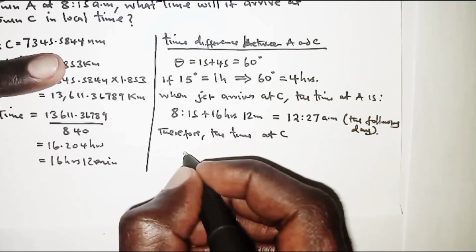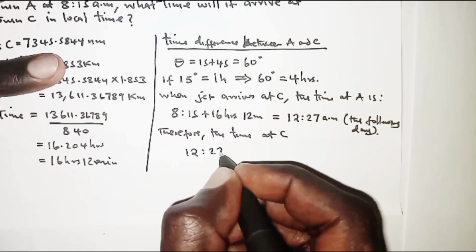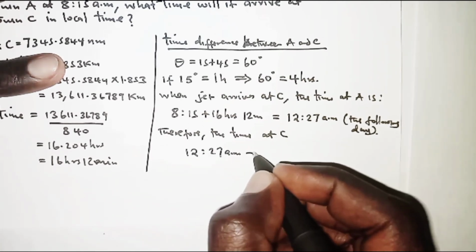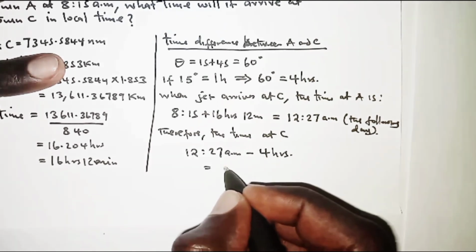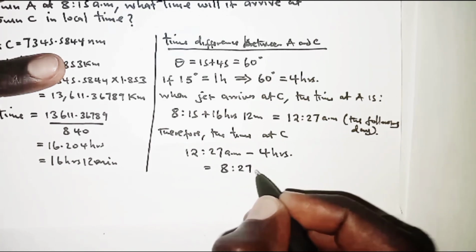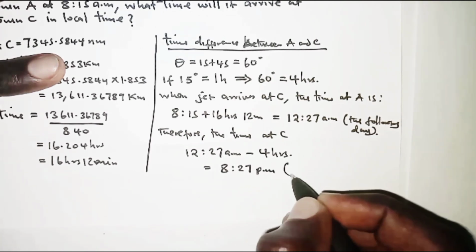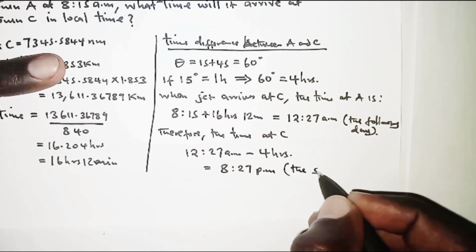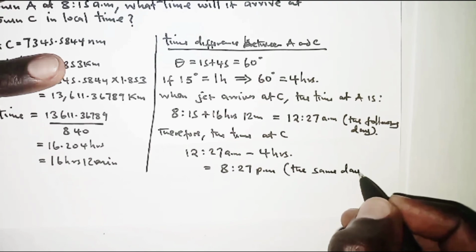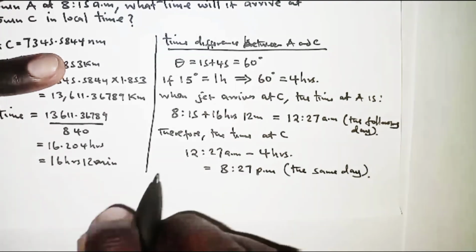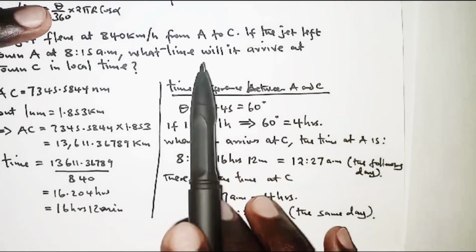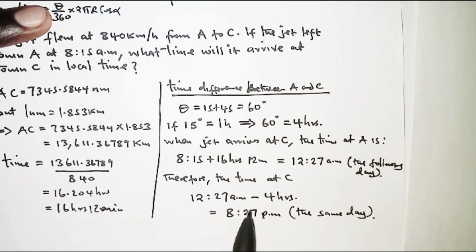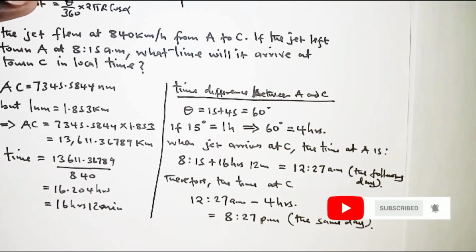So we have 12:27 a.m. minus the 4 hours, and that should give us 8:27 p.m. But this is on the same day. So finally, the jet arrives at C at 8:27 p.m. the same day. So that is it for this question.